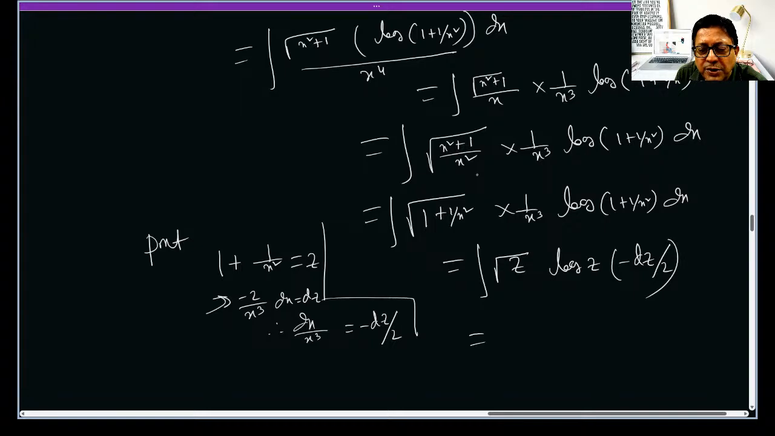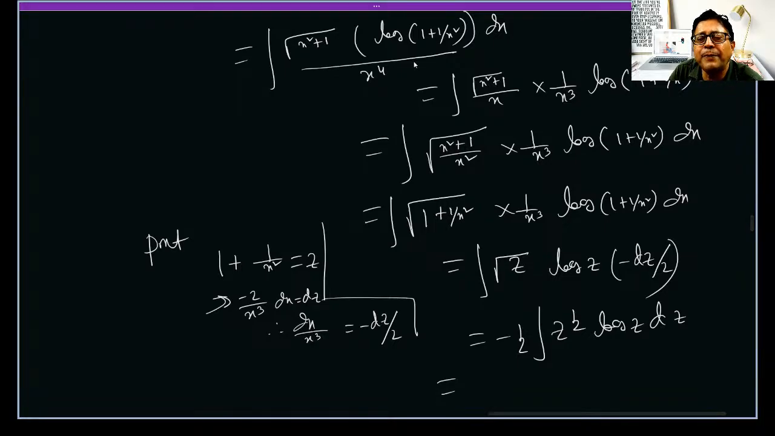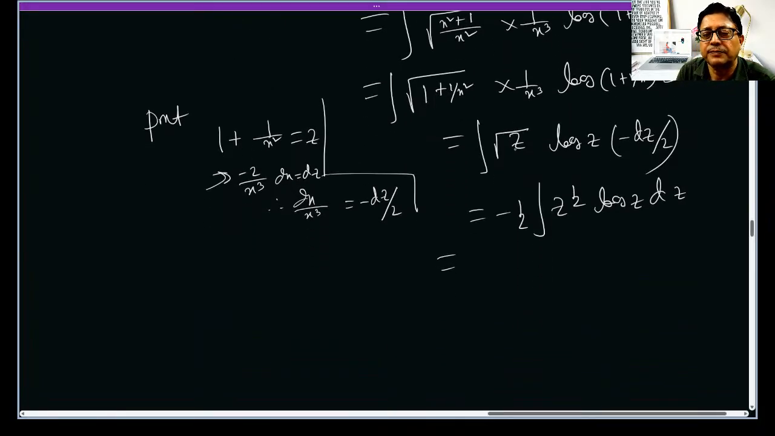Now keep minus 1 by 2 outside, z to the power half log z dz, and then apply by parts. Which one to be taken as first function? Log z. Integration of this is what? Half plus 1 by half plus 1.